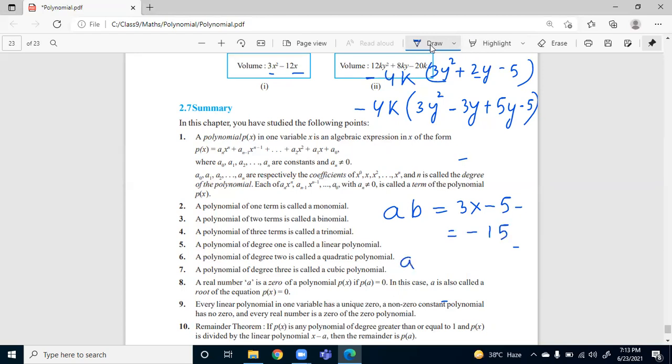Okay, and what is a plus b? It is 2. So what should I take in a and b, so that I got 2 on addition and on multiplication I got minus 15? So I have taken it as minus 3 plus 5. So if we do minus 3 plus 5, we will be getting 2, and if we multiply minus 3 and 5, we will be getting minus 15. Okay, ma'am.